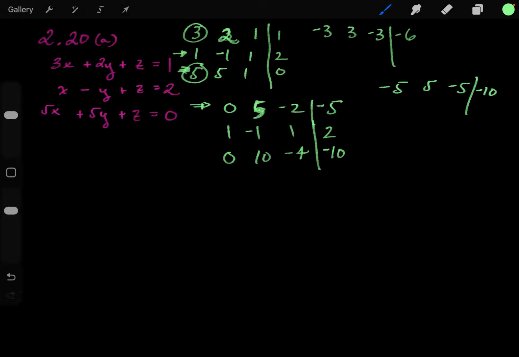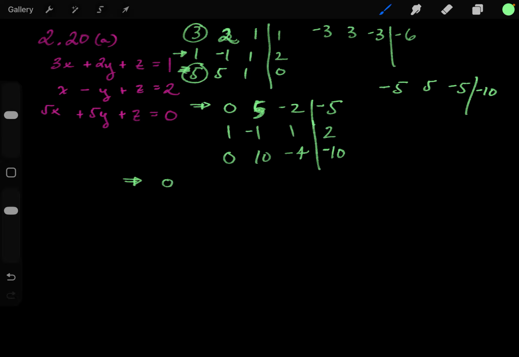And now I can see that it's sort of not really in order. I would want to do a row swap, and it's up to you when you do the row swap, but I'll do it at the end. I'm going to do -2 times the first row, and then add it to the third row, and it's going to completely eliminate the third row.